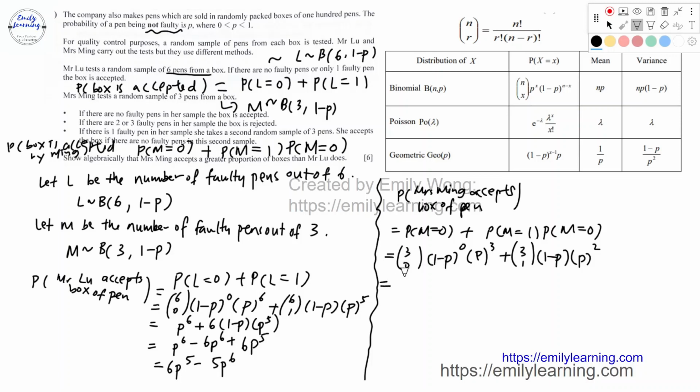3 choose 0 is 1. So this is also 1. Anything to the power of 0 is 1. So here's P cubed. 3 choose 1 is 3. Then I have 1 minus p times p squared. So it is p squared minus p cubed, right?